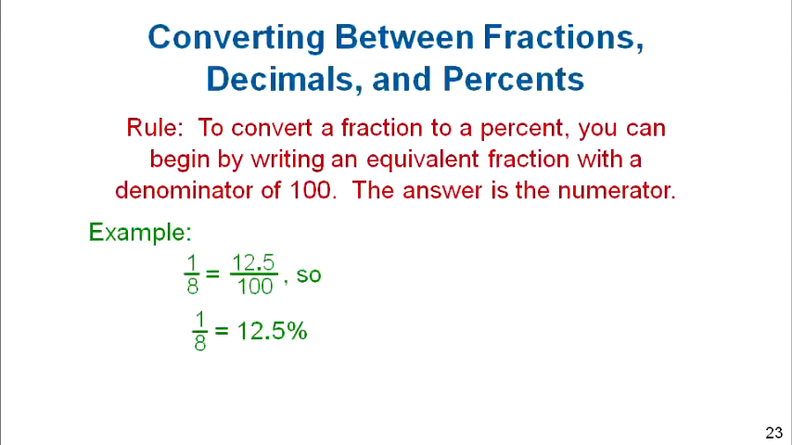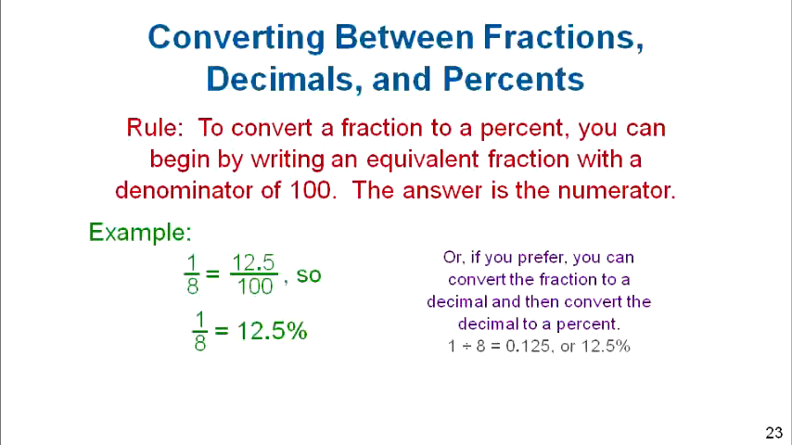As another example, to convert 1/8 to an equivalent percent, you could start by noting that 8 times 12.5 is equal to 100. And so you would need to multiply both the top and bottom of this fraction by 12.5 to get an equivalent fraction with a denominator of 100. Then, of course, you could say that 1/8 is equivalent to 12.5%. You could also work this problem by converting the fraction to a decimal, and then convert the decimal to a percent. This means that you could start by noting that 1 divided by 8 is equal to 0.125, which is equivalent to 12.5%.